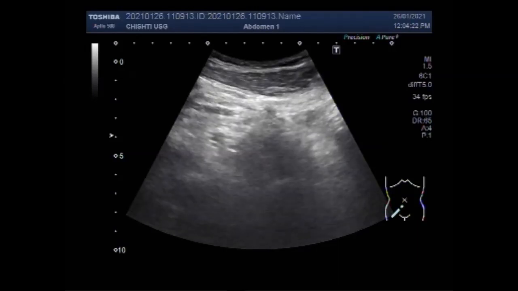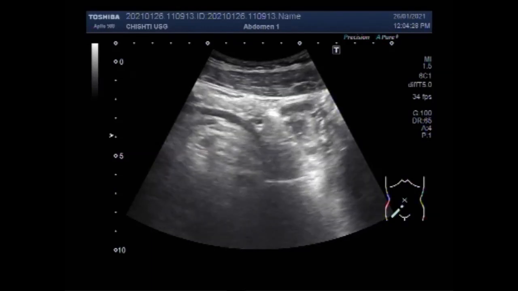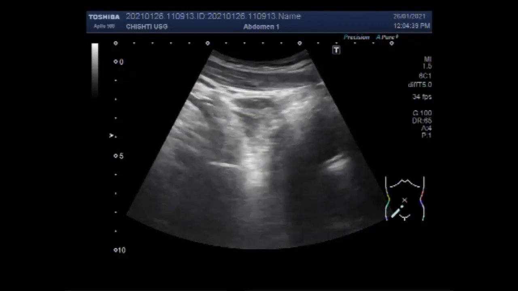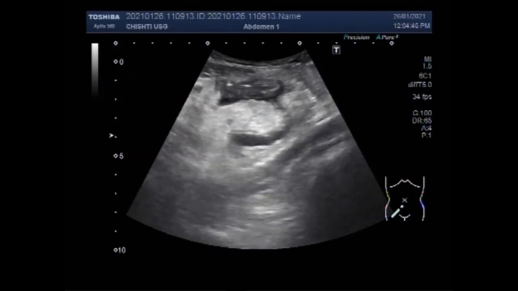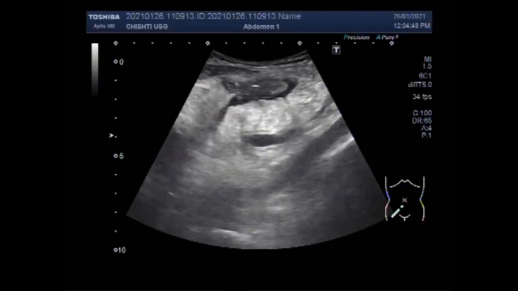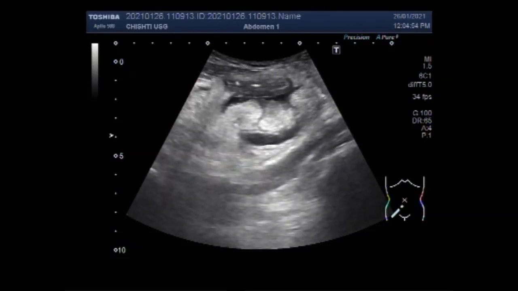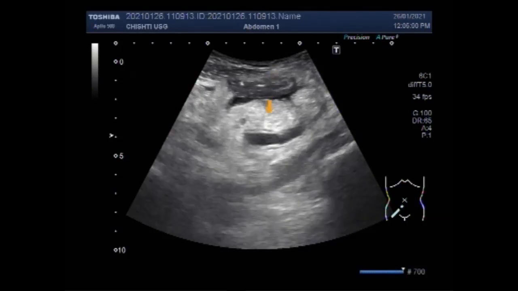Sonographic criteria of diagnosis of appendicitis include a tubular structure that is more than 6 mm in diameter, noncompressible, and lacks peristalsis. You can see this is the cecum, and the abscess lies just superior and parallel to this cecum region. And in the caudal portion of the abscess, this is the inflamed appendix.